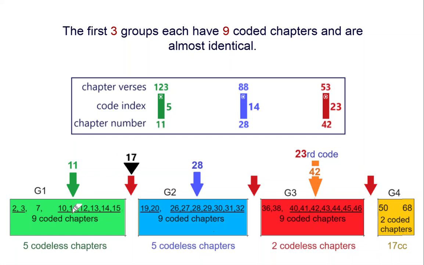And we come over here. This is the midpoint of the group 1, and the group 1 midpoint is chapter 11 here. It has 123 verses, and the code is the 5th code. So we have the 5th code, 14th code, and 23rd code. And then we have 53 verses, 88 verses, 123 verses. And here we have 11th chapter, 28th chapter, and 42nd chapter.